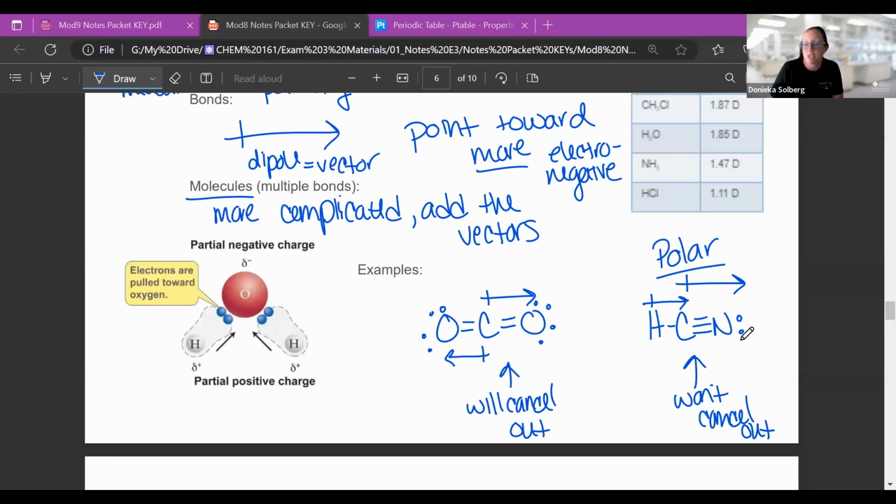HCN, however, if I have hydrogen to carbon, well, carbon's more electronegative, just barely. So this should be a small vector. Whereas carbon to nitrogen, which is a little bit more polar, its vector looks like this. Notice I drew it bigger because it has a stronger pole. These actually don't cancel out because they're not in opposite directions and they're also not the same size. So they really just compound, and this would be called a polar molecule. But again, I'm going to get more into that in a little bit.